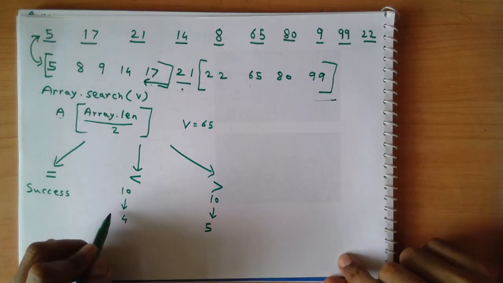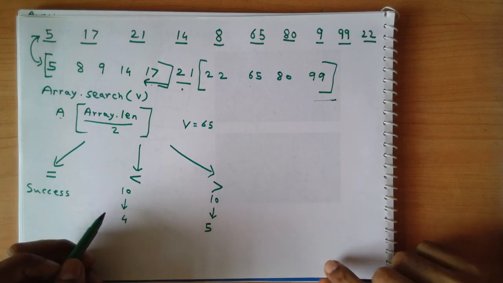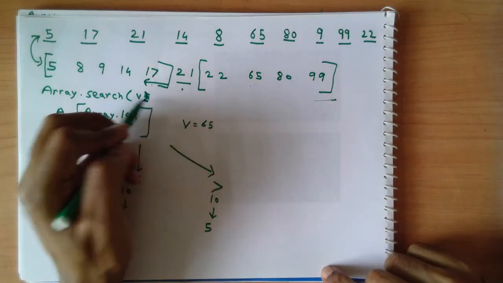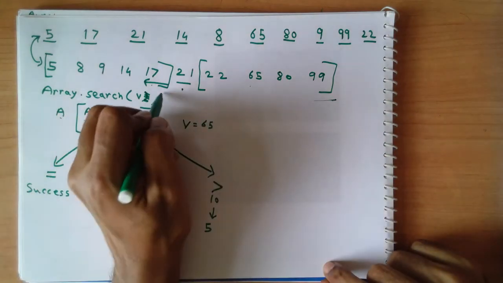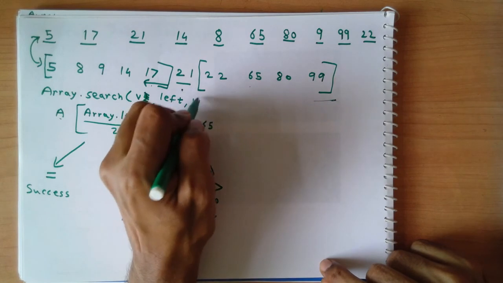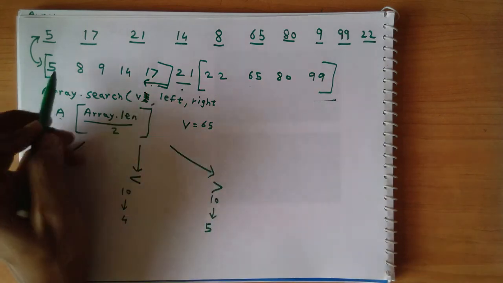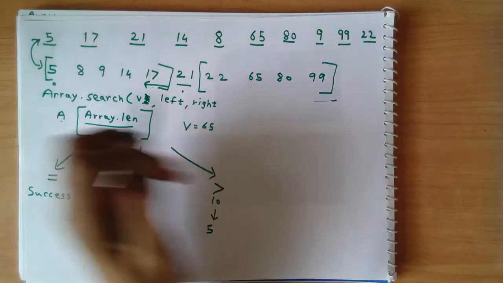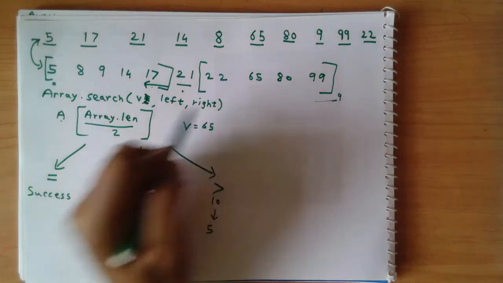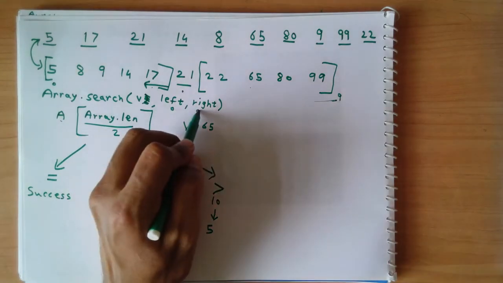So what I'll do is I will say that I'm going to search in array. Okay, but now I'll make it a bit different. So I'll say that search for value V, and here is my left index and here is my right index. So my left index is 0 to begin with and my right index is going to be 9 to begin. So when I first call my array.search, I am going to search from 0 to 9, the whole array.